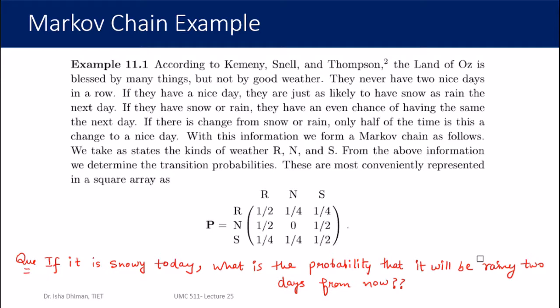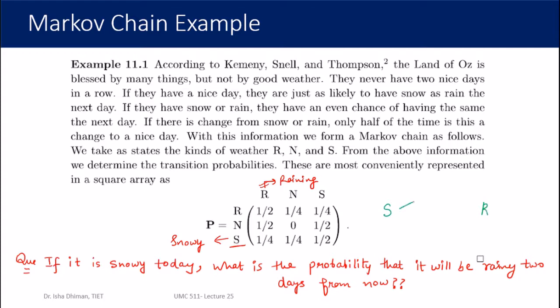So this is the question asked for this example: if it is snowy today, which means you are here, what is the probability it will be rainy 2 days from now? So you want to actually go from S to R. From snowy, you want to go to rainy after 2 days, meaning in 2 days you want to get over here.